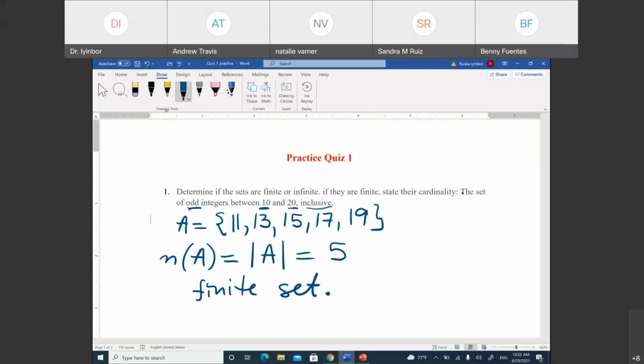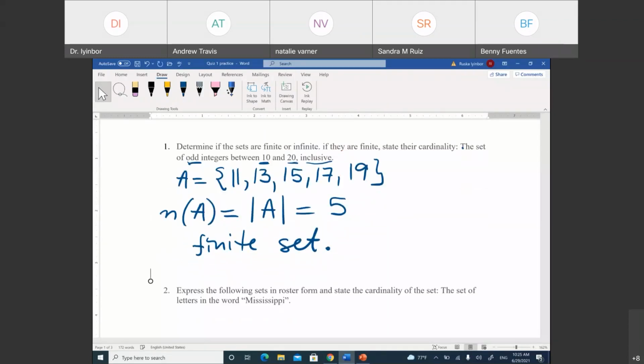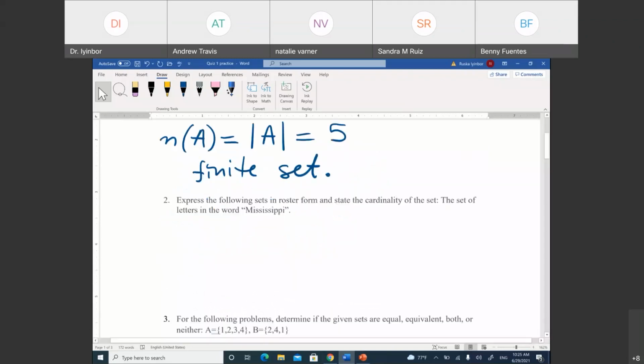Okay? You have to list the set. You have to write the cardinality. You have to write what type of set it is. And that's all. Any questions on this? No? Okay. Then you're going to go to number 2.